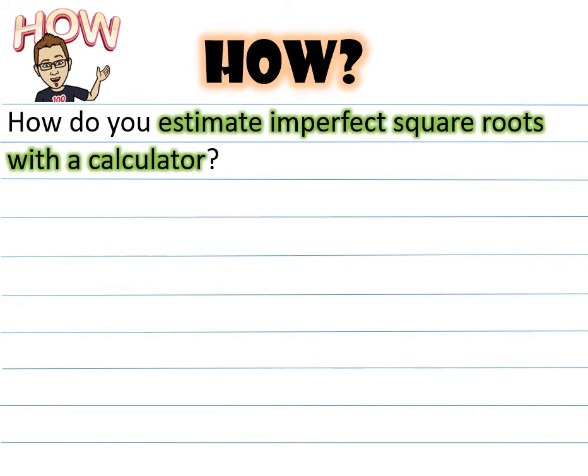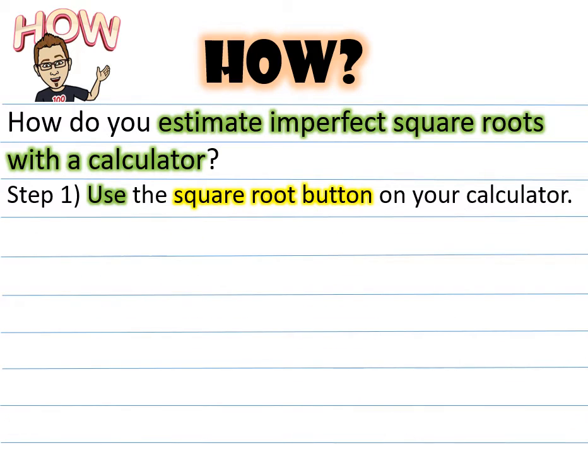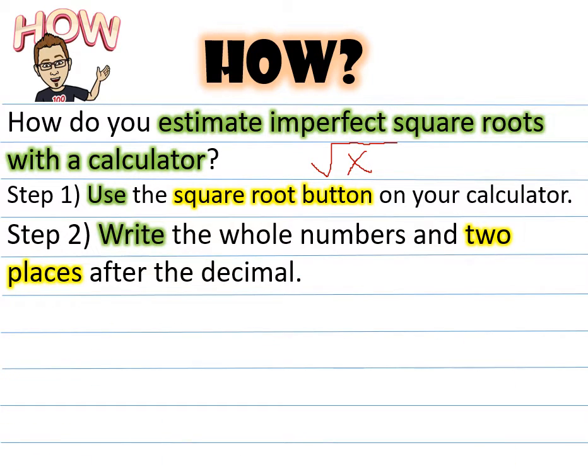How do you estimate imperfect square roots with a calculator? Step number 1, use the square root button on your calculator. It's going to look like this. It almost looks like a division sign with an X inside of it. That's the square root button. Step number 2, write the whole number and 2 places after the decimal.